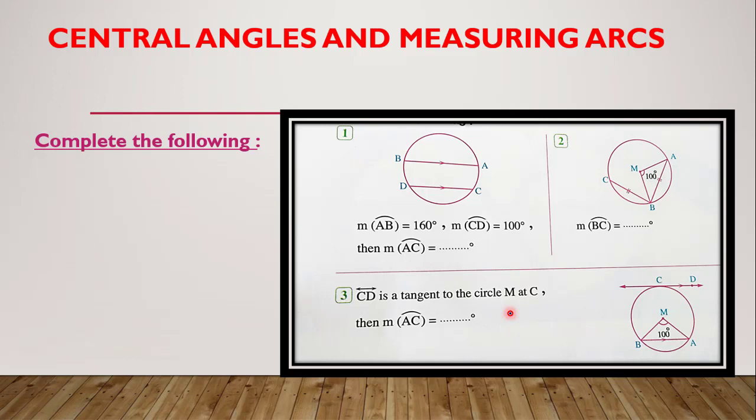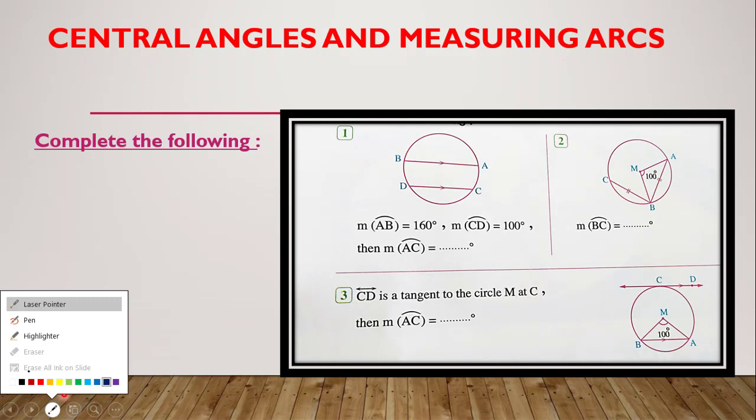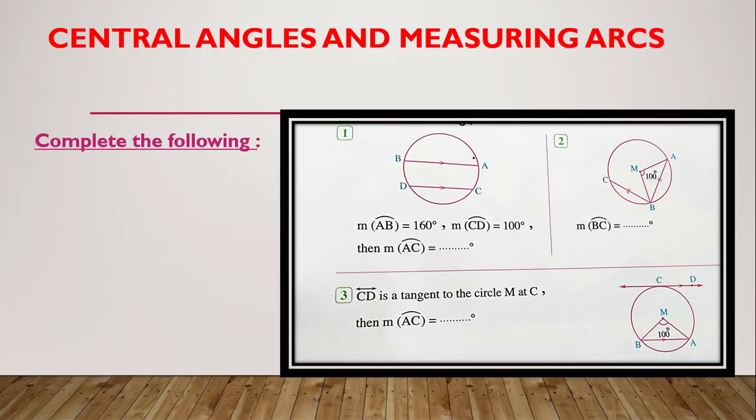Here I want to complete. At first we have the measure of arc AB. This arc is 160. The measure of arc AB is 160. Okay. Measure of arc CD, this arc is 100. So this is 100 degrees.